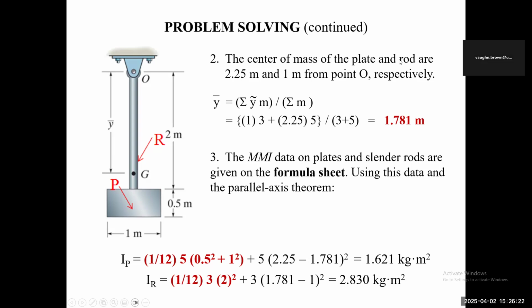This was actually given, see it up here? The rod. So that is both the rod and the plate. So it's multiplied by the 5. And of course, you divide by the sum of the weights, and you get that y bar is 1.781. Right? And then you would go to your formula sheet for each one of them, for the slender bar or the pendulum or rod, whatever you want to call it, and the plate.